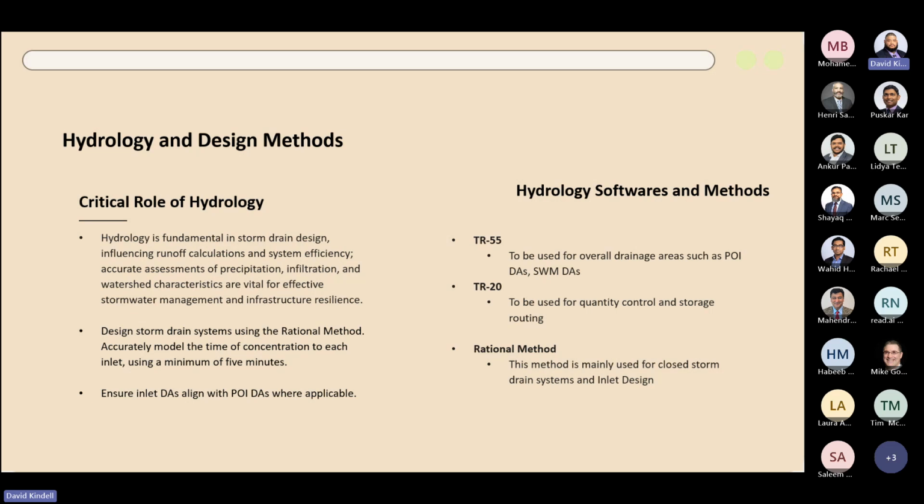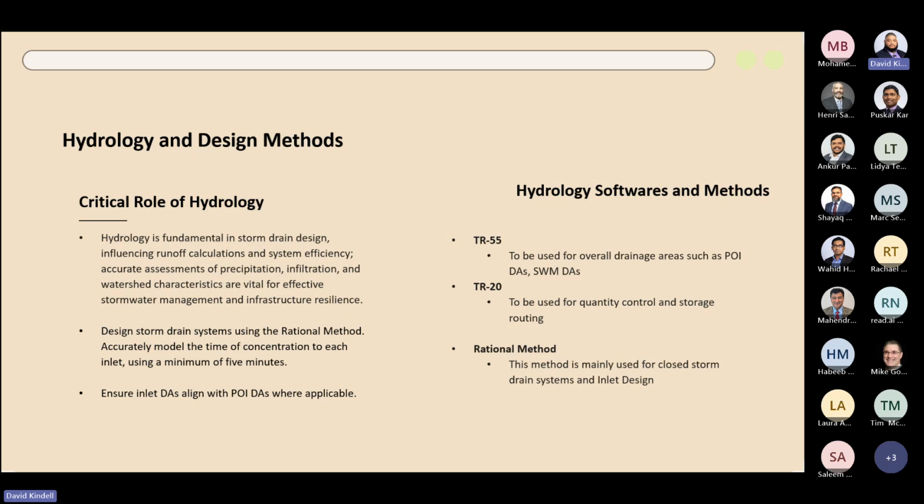Another one we use is TR20. It's similar to TR55, but TR20 is more in depth and is used for routing. If you have a stormwater management pond, it allows you to use the same storage table in order to figure out the flow. Like I said before, the rational method is what we mainly use for the storm drain system.